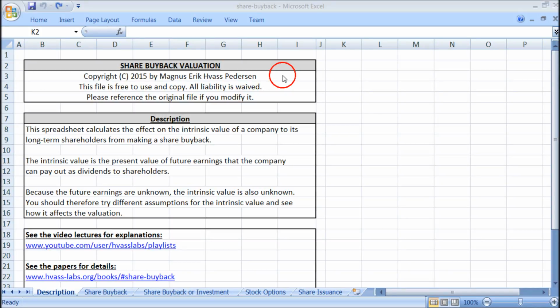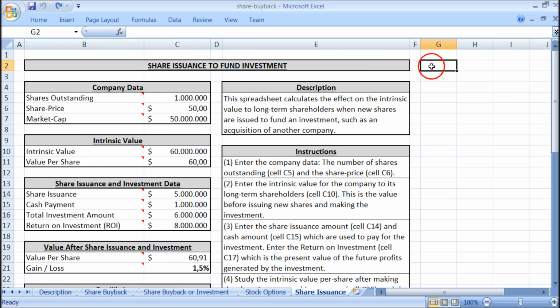This is a short demonstration on how to value a share issuance to pay for an investment. You can download the spreadsheet by clicking on the link below the video. First, we have to enter some data for the company.